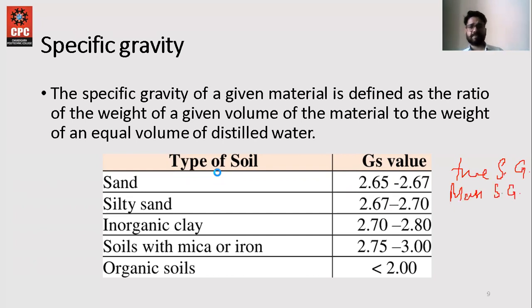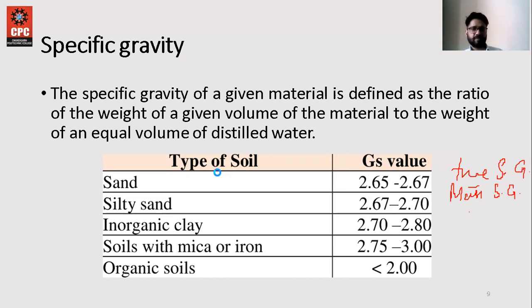If the voids present in the soil are excluded for determining the true volume of solids, the specific gravity obtained is known as true specific gravity. And if the soil mass considered includes the voids also, the specific gravity obtained is known as mass specific gravity.